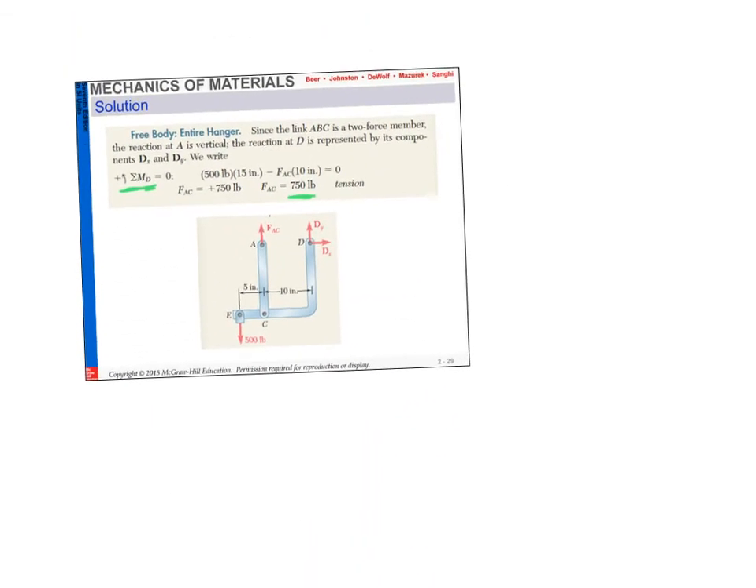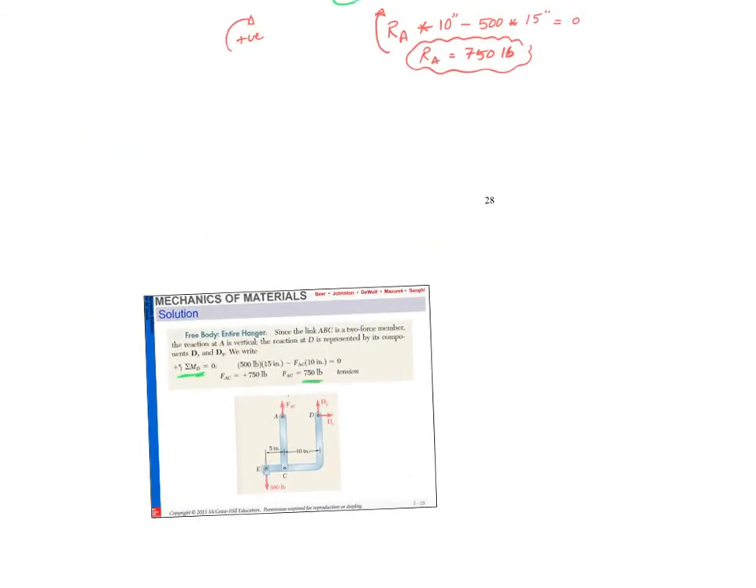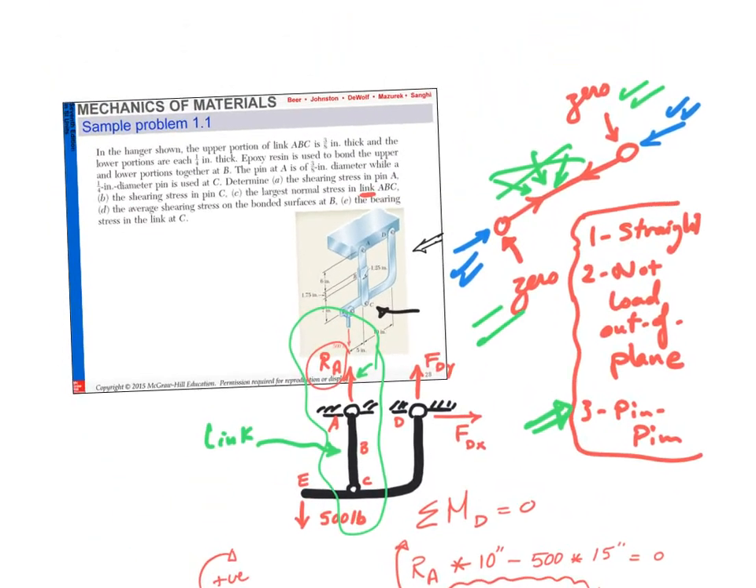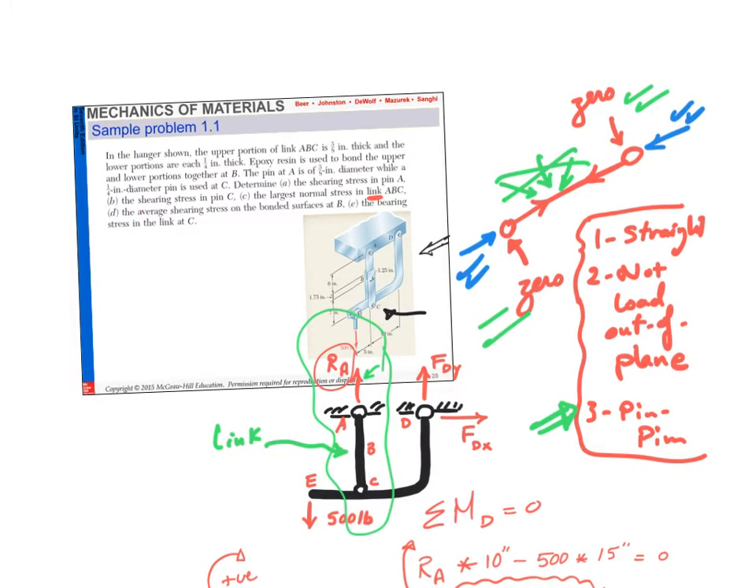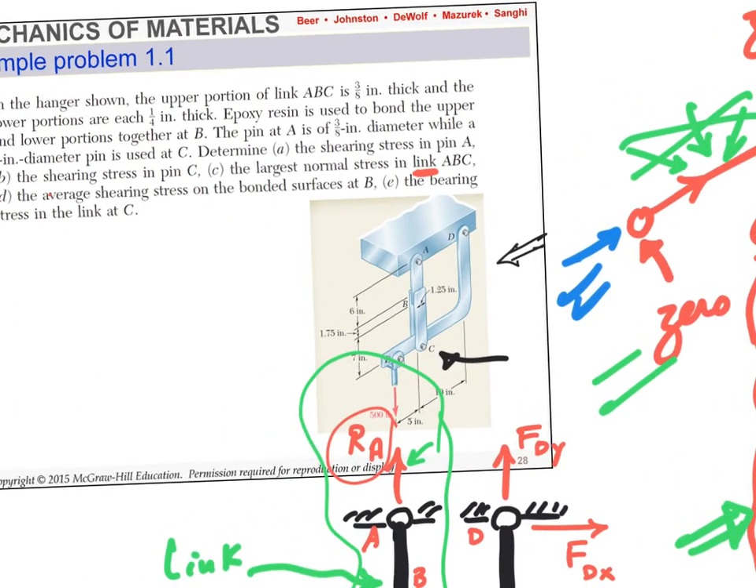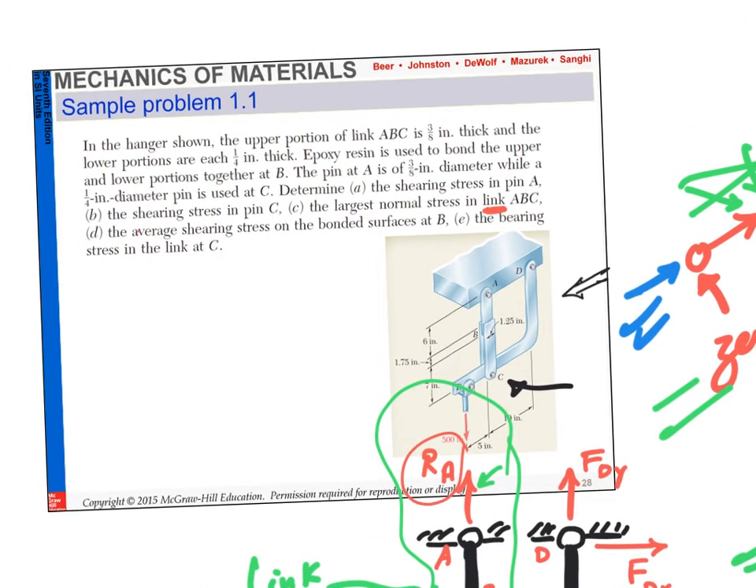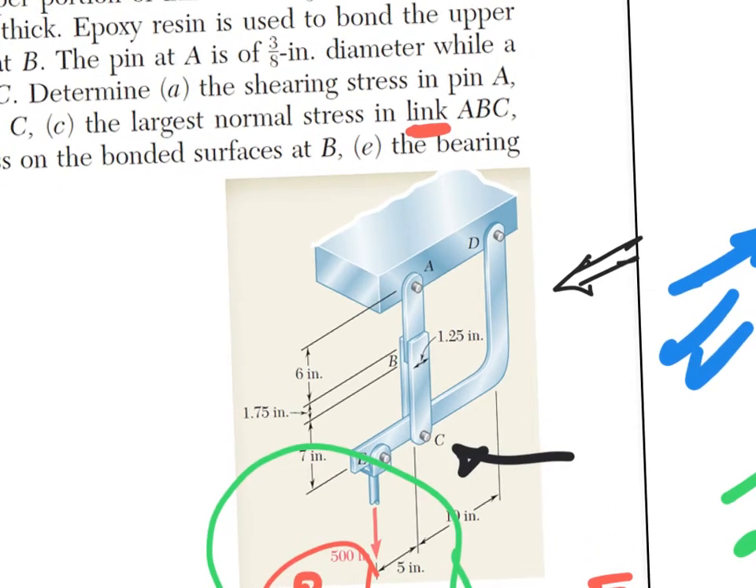What's my next question? Determine the shearing stress in pin A. Let's now look at A. Is A single shear or double shear? We have to think. Because if it's single, we take the force. If it's double, we take half of the force, right? Pin A is single shear or double shear? Single, right? You're confused. If you're confused, what do you do?